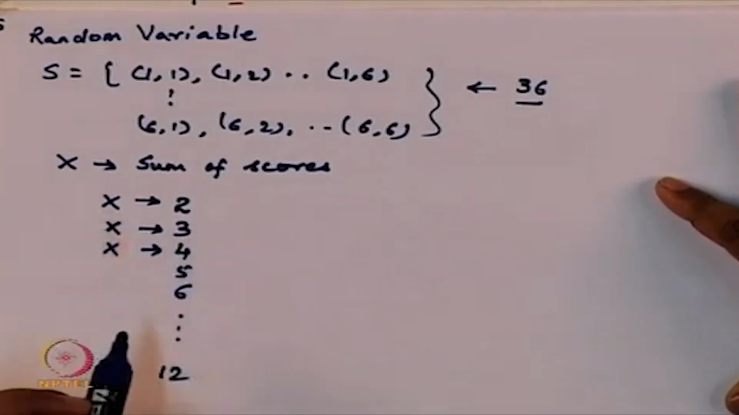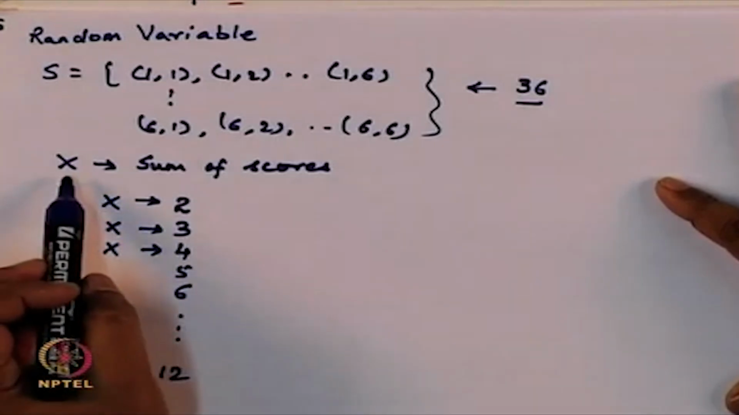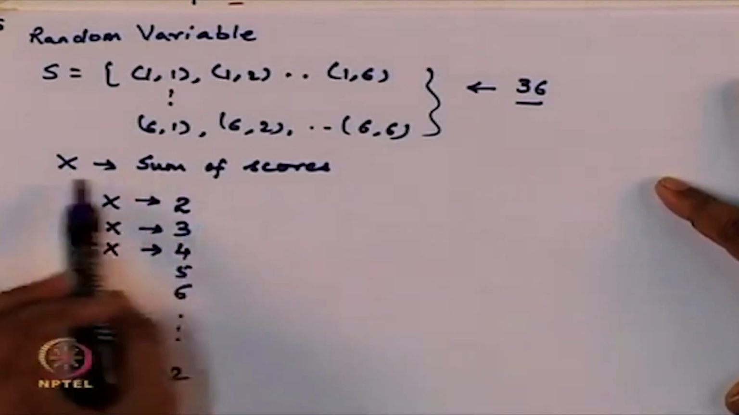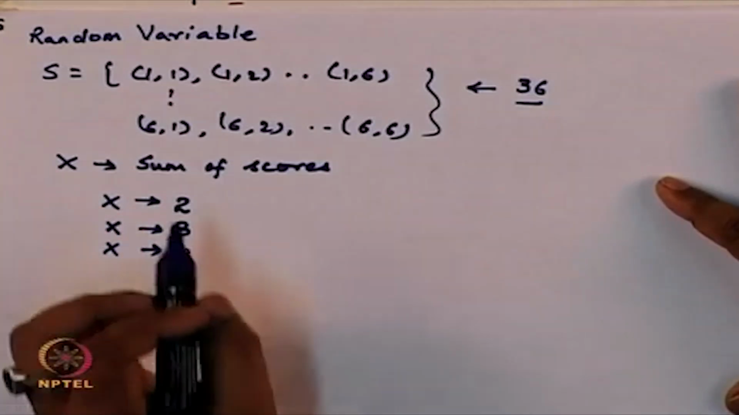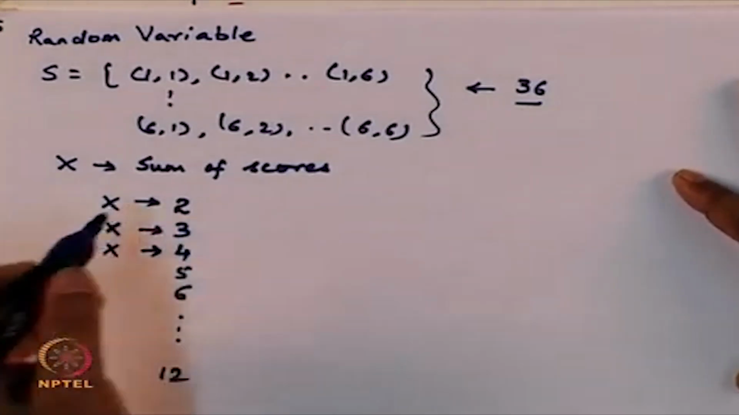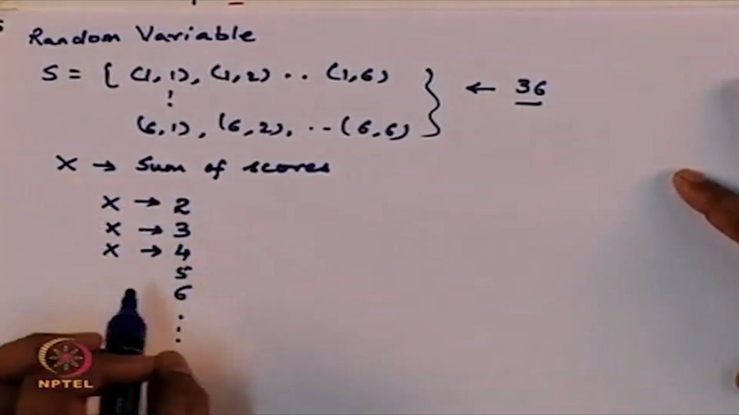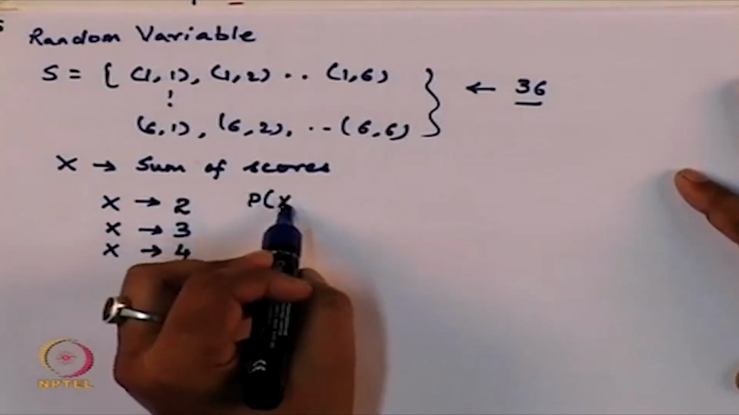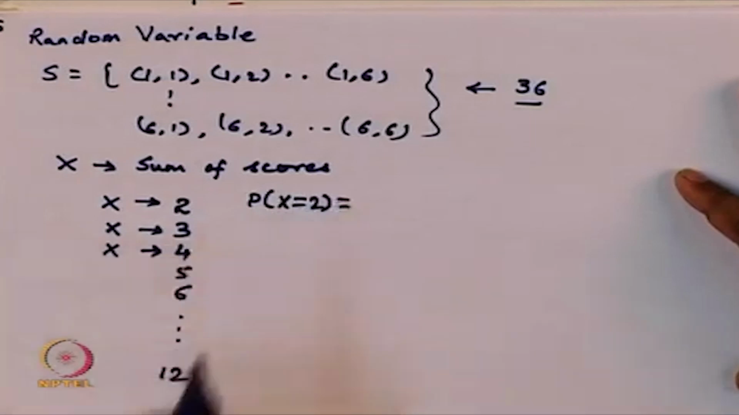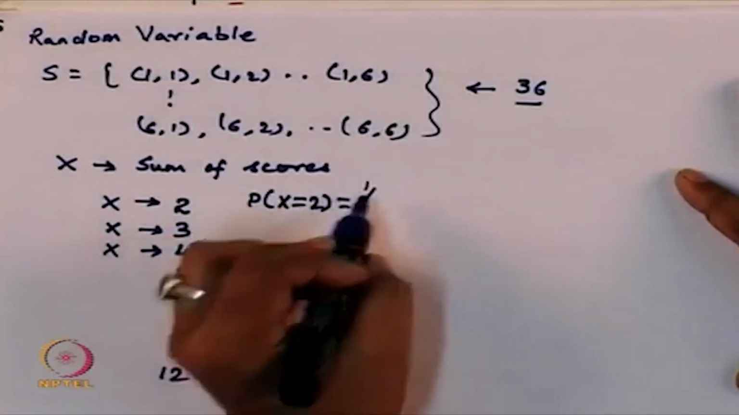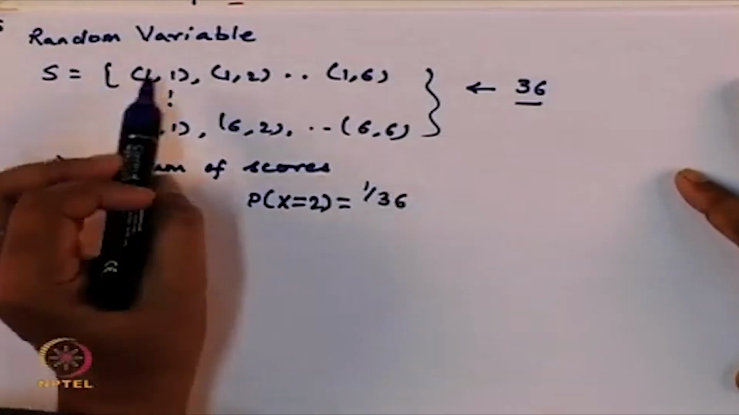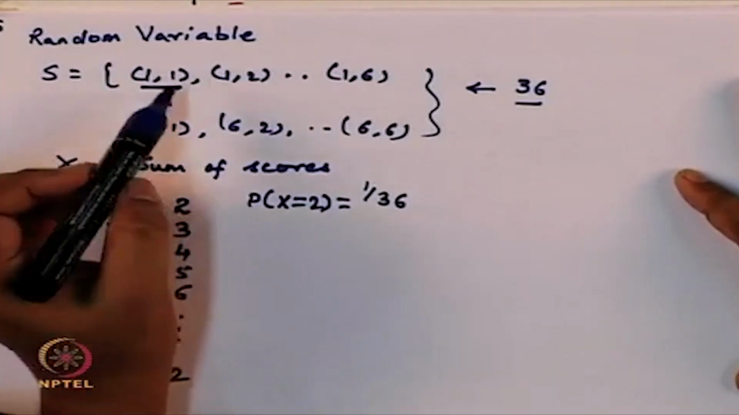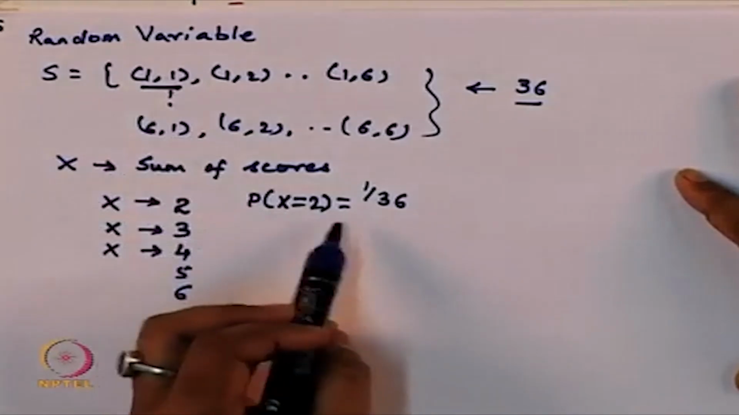So, x is a random variable. This is an example of a random variable, and we have defined the random variable in this particular case as the sum of scores. Okay. So, I can actually compute the probability of each of these events. Probability of x equal to 2 is nothing but 1 by 36, because you have only this particular combination which gives you a value of 2.